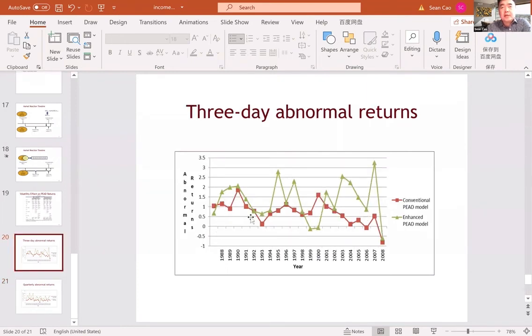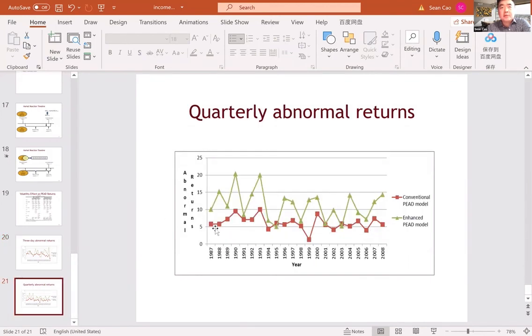So basically the red line is the classic one that everybody in hedge funds is using. The green one is the one I developed. I take care of the transaction cost, and the profit was doubled. So on the 3 day, it's like this. On a quarterly basis, the red line is the classic trading strategy, the green line is the one I developed, and you see the profit is better.